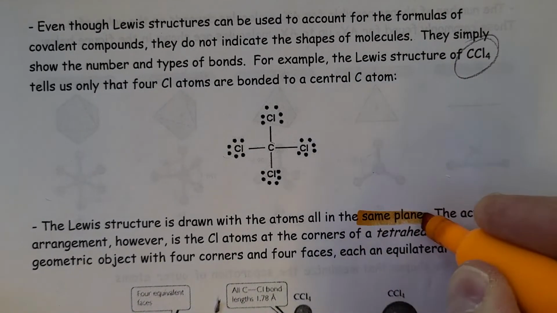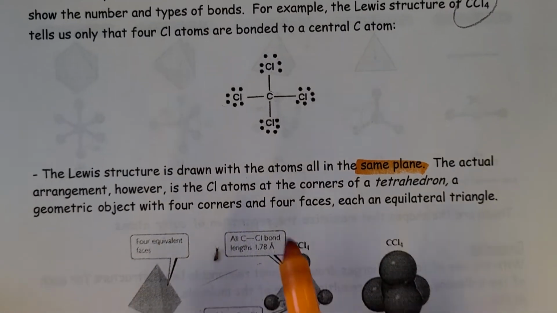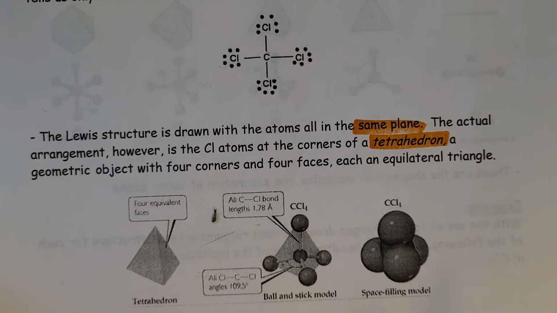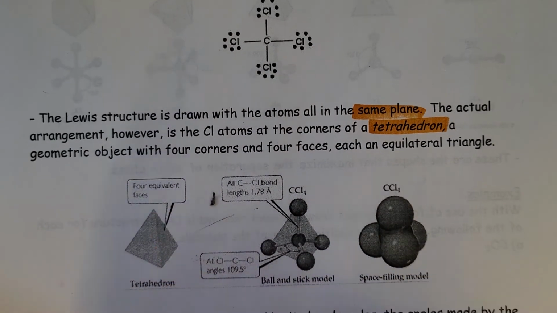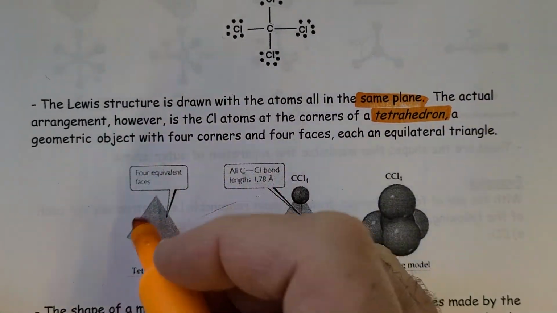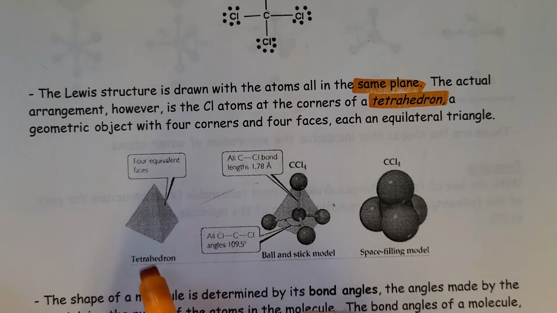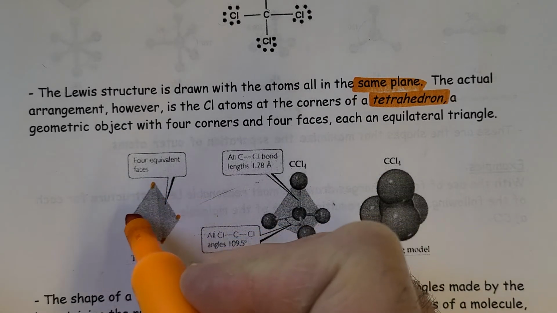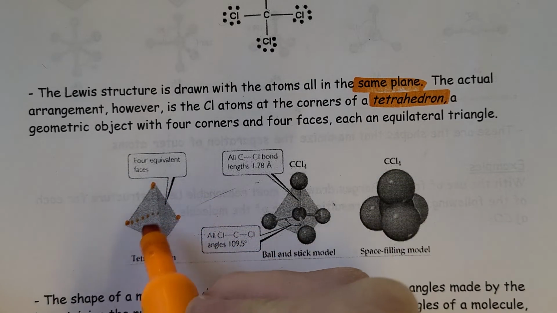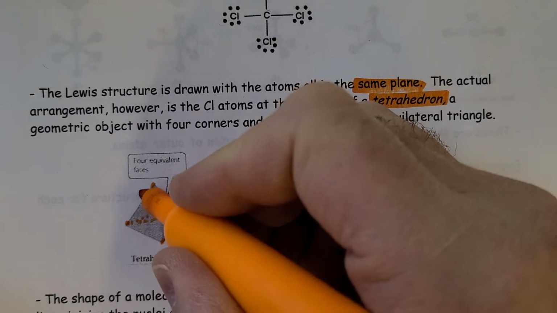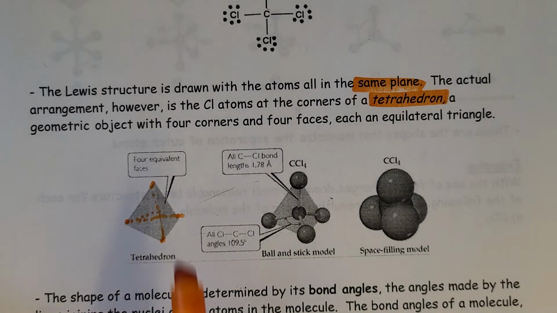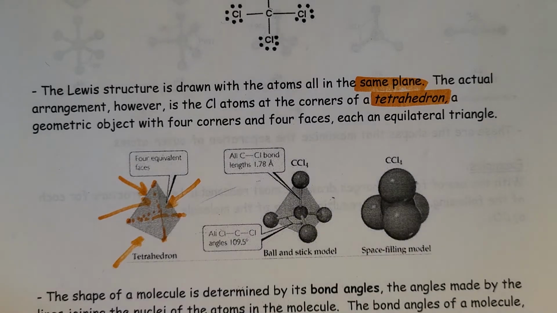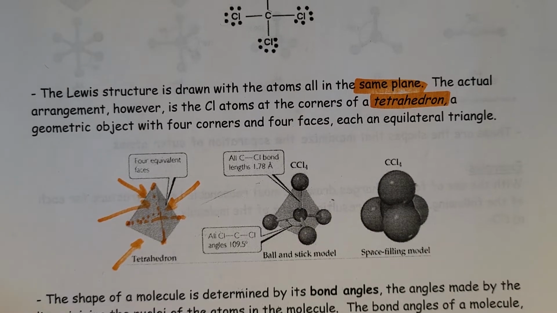So on this flat piece of paper, the actual arrangement, however, is that the Cl atoms are at the corners of a tetrahedron shape, a geometric object with 4 corners and 4 faces, each an equilateral triangle. So it's a pyramid shape like this. So we have our corners. Can't see them behind there, but there's a face in behind here. If I was to draw this kind of see-through, maybe we could see it. There we go. So there's 4 faces. There's one here. There's one here. There's one behind here that we can't see, and there's one underneath here. So that's 4 equilateral triangles forming a tetra.